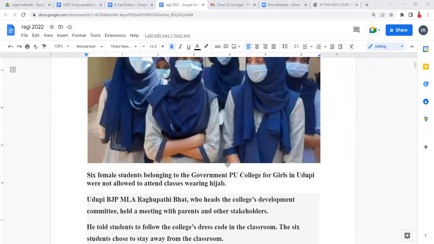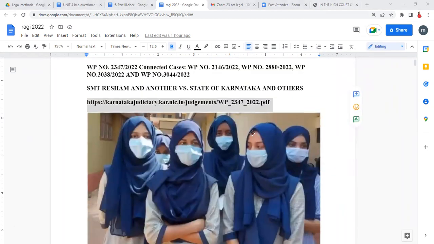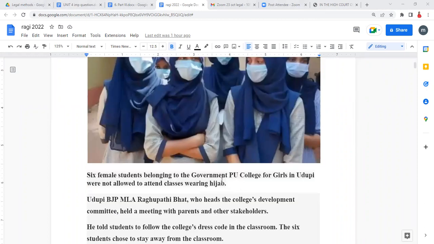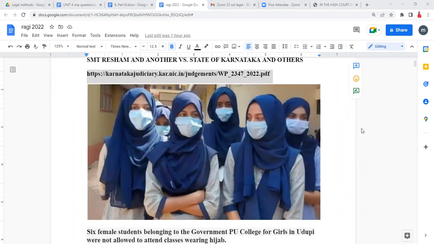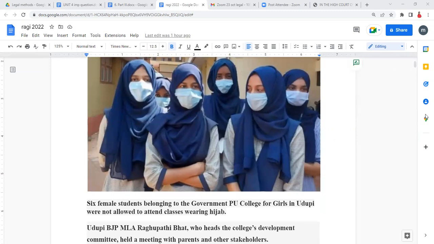You can check that. So what happened initially is there were six girls in a government PU college in Udupi. They were not allowed to sit inside the classroom because their face was covered and they were wearing hijab. So they started protesting, because they were not allowed to sit inside the classroom.